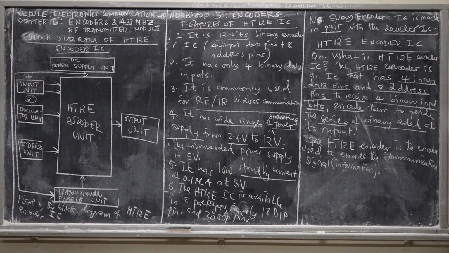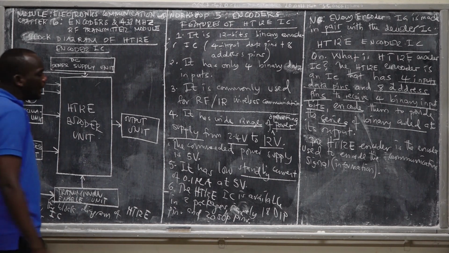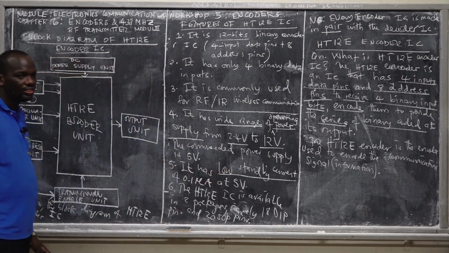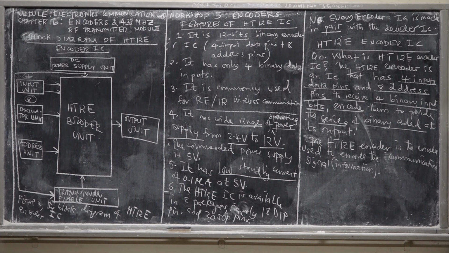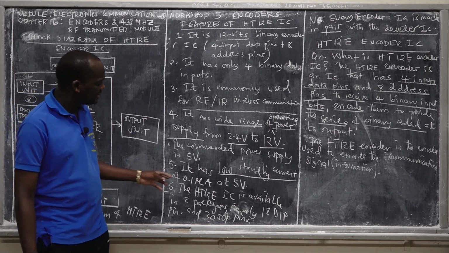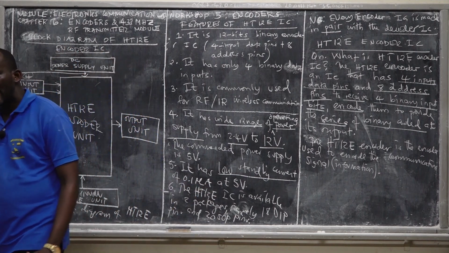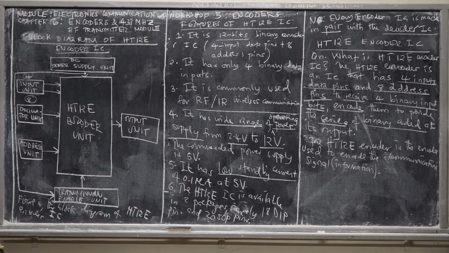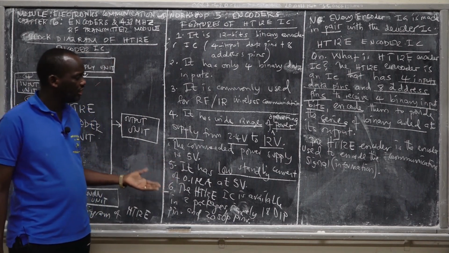So we have also 2 important features of the HT12E encoder. The first one is a parameter we call standby current. Say standby current. Say standby current. So the standby current is low for this integrated circuit, and it's just 0.1 microampere at 5 volt. So when you supply 10 volt, the standby current will be different from that one. That one is only in the case when the operating power supplied to the IC is 5 volt.